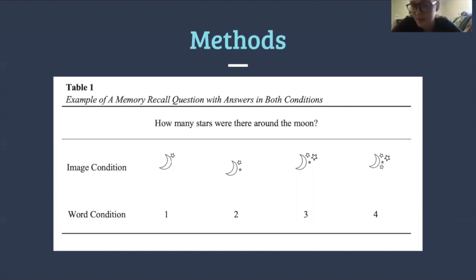So all participants were asked how many stars were there around the moon, but the difference was that the image condition saw answers that aligned with the image, whereas the word condition had actual numbers aligning with what they had seen in the paragraph. So after answering all 10 questions, all of the participants were asked to give some demographic information, and then they were given a full debriefing.